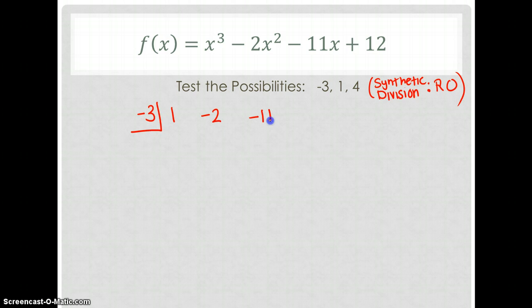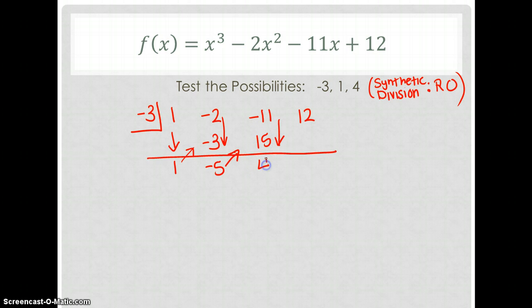And we do our synthetic division. I'm just choosing synthetic division because it generally is the easiest. Bring down the 1, multiply by negative 3, add vertically, so negative 5, and then again multiply by negative 3, multiply by negative 3 to get negative 12, and our remainder ends up being 0. So 3, or sorry, negative 3 is good. It is a root.